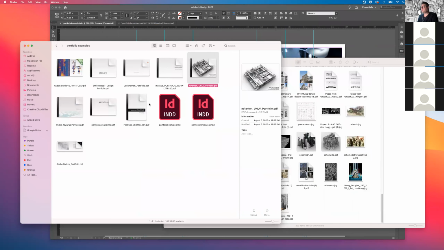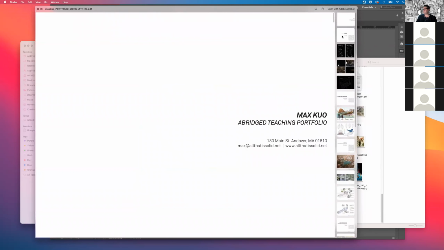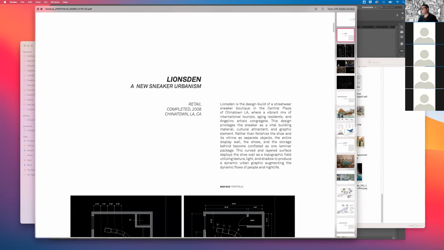All right. Let's look at this one. Again, you'll see this pattern, right? Like simple cover, and then suddenly it's like, I know who this portfolio is for. It's Max Kuo, or whoever that is. Again, not afraid of negative space, right? So here you see on the top, right? And I'll go to the next one.